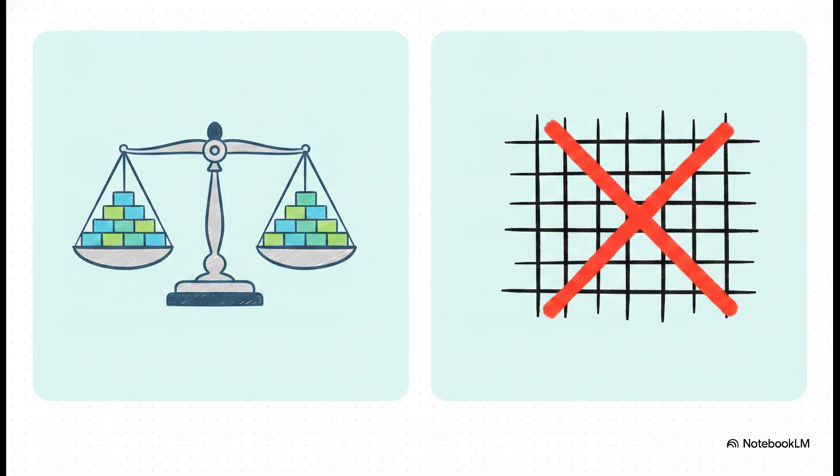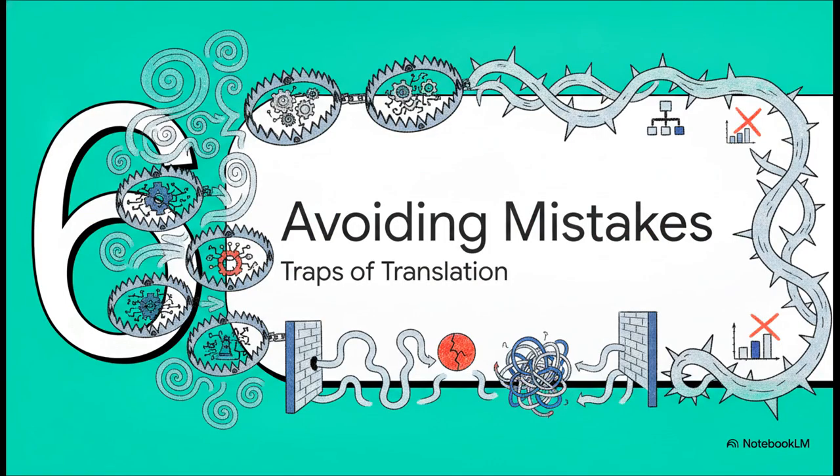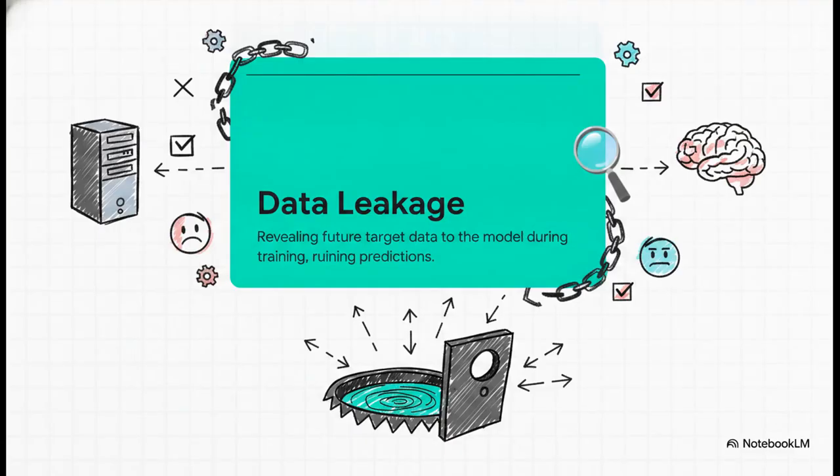You can even try model stacking, where you use a heavy model to automatically generate new features and then feed those features into a lightweight model for super fast production inference. And finally, Part 6. Avoiding common feature mistakes, the traps of translation. Okay, I really need to slow down right here and warn you about a few fatal traps.